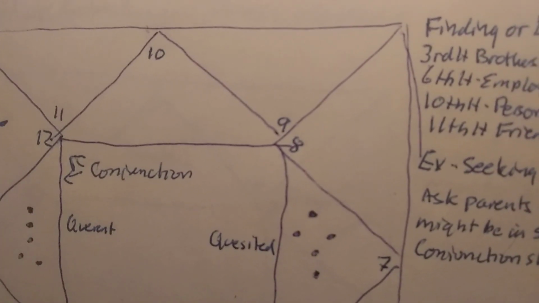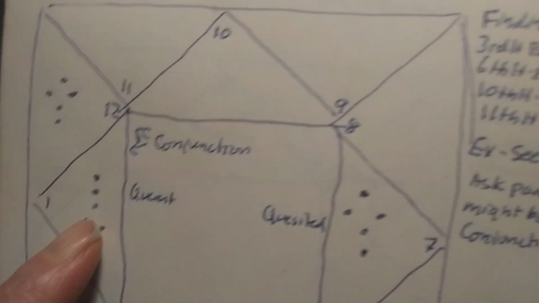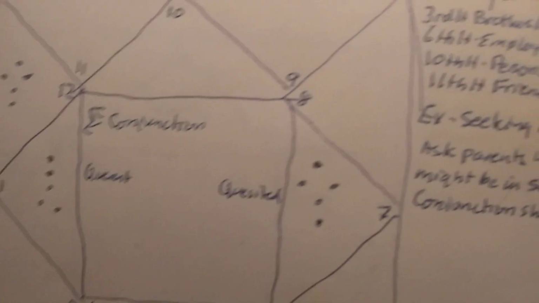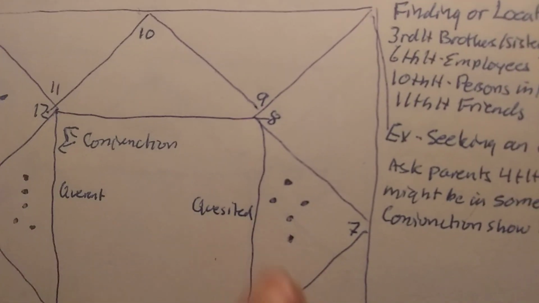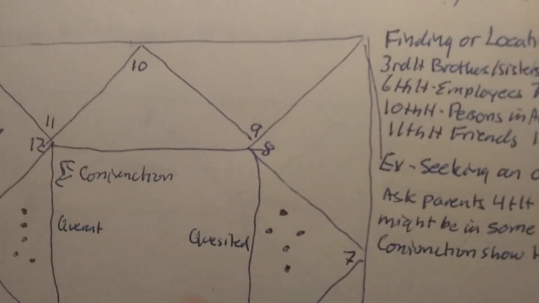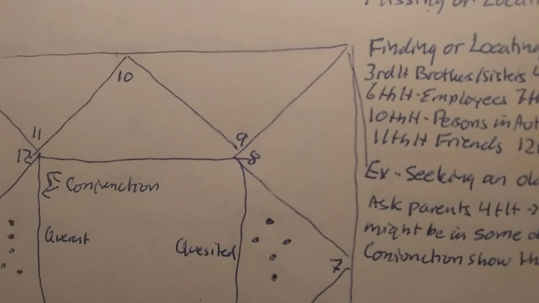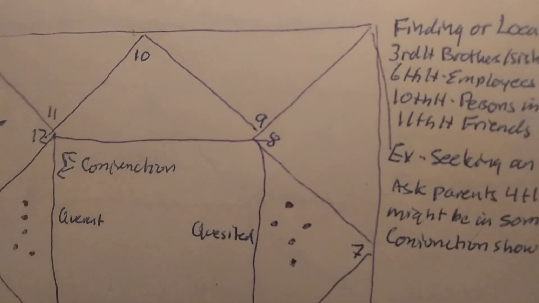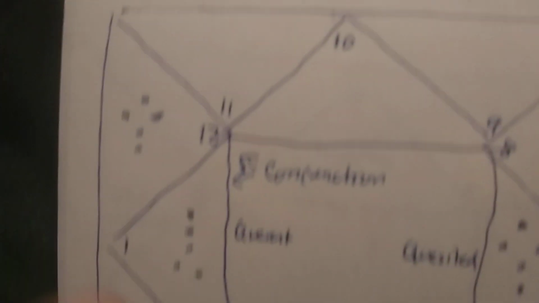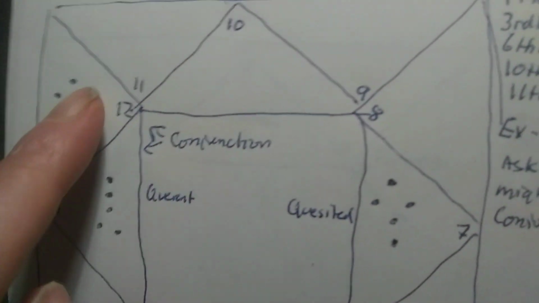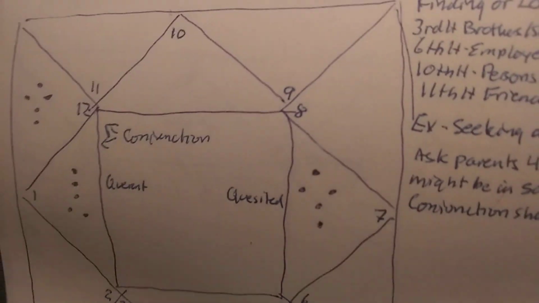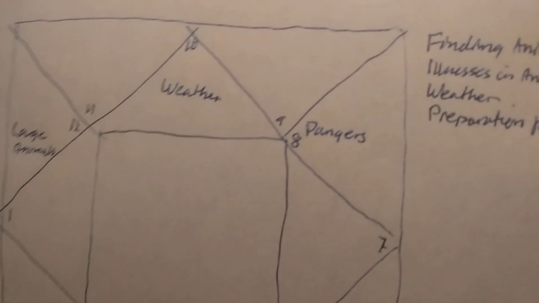Example, seeking an old friend. And we start here. Ask parents, since it occurs here in the 4th house. And it was to finding somebody. And then we go to the 12th house, which shows that the friend might be in some distress and wanting to connect to you. So when the friend appears here in the 12th house, there might be some trouble and they want to reach out to you. So this was one more.